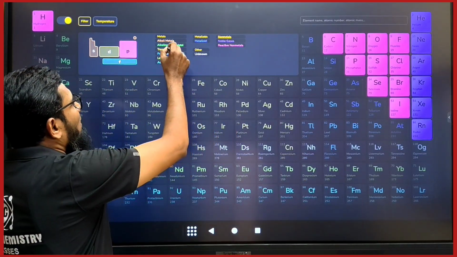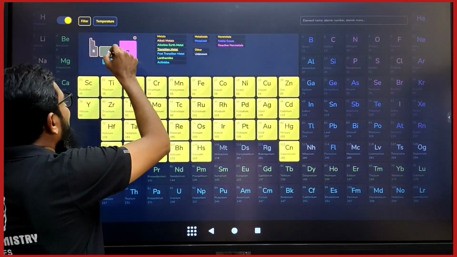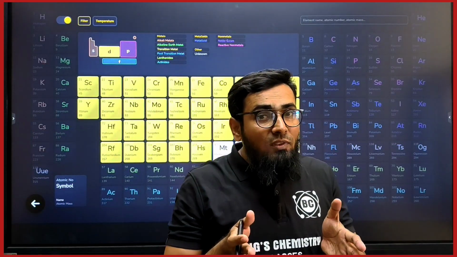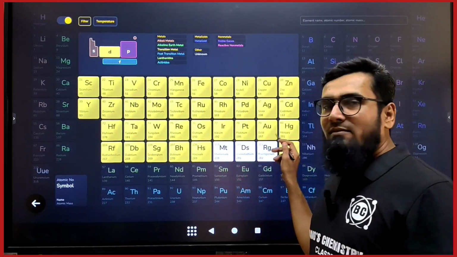Now students, what are transition metals? This comes under D block. So after completing the P block, you are having a D block, which is at the center of the periodic table. This is the center.